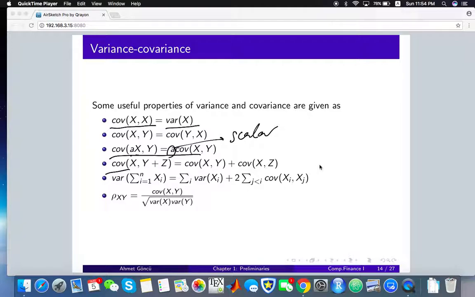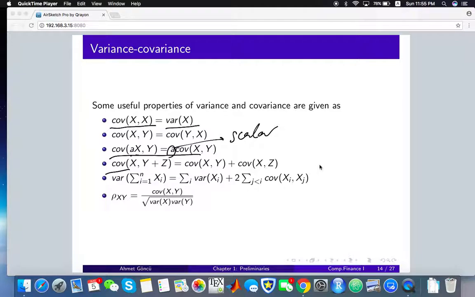This fourth property tells us that the covariance of a random variable x and another random variable y plus z can be decomposed as the covariance of x and y plus the covariance of x and z. So this tells us the covariance is a linear operator, and we can decompose these terms one by one.